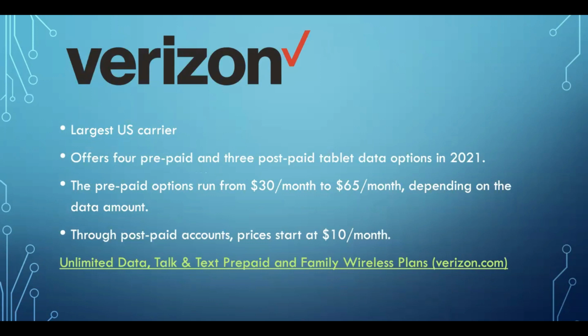This is the largest US carrier. They offer 4 prepaid plans and 3 postpaid plans for data on tablets. So these are specifically plans for tablets that we're referring to. So there's 4 prepaid plans and 3 postpaid plans. So lots of options here. The prepaid options run from $30 to $65 a month, depending on the data amount. And postpaid plans prices start at $10. So postpaid plans can start at cheaper prices because they depend on you going into overages and stuff like that, right? And there's a link here to those plans if you want to check them out so you can find out more detail about them.